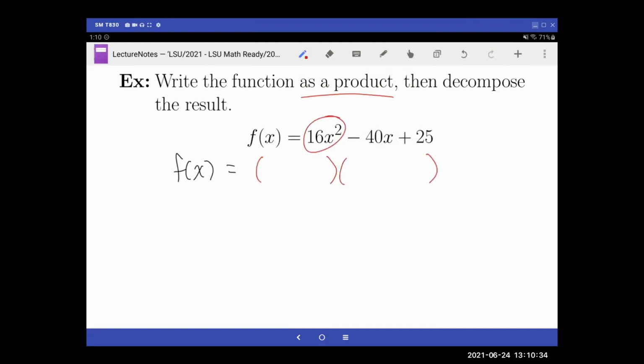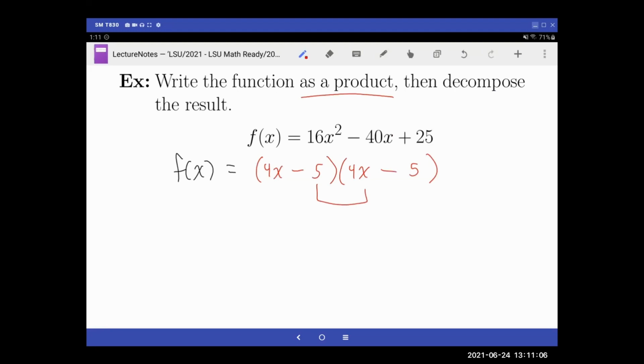You might recognize these two as perfect squares. If you ever see that, you want to try first 4x, 4x, 5 and 5, because those will probably work. Also notice that they have to multiply together to be a positive. So these have to either both be positive or both be negative. But since they have to add up to be negative 40, I'll put them as both negative. Okay, so that's my guess. I don't know if that's right yet.